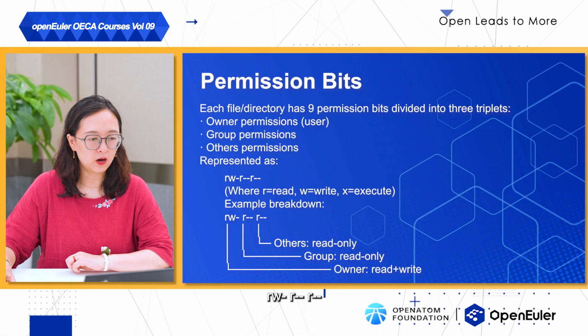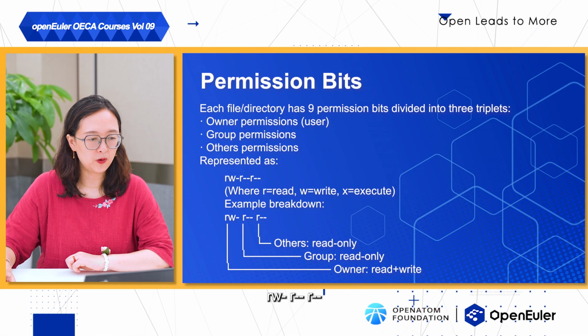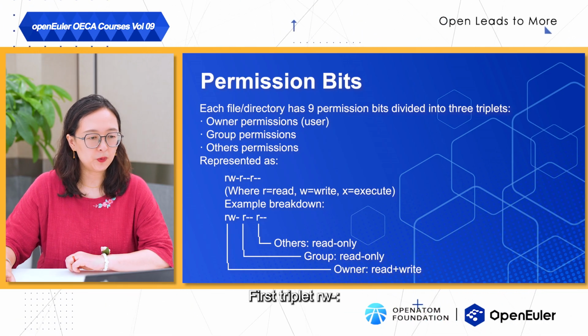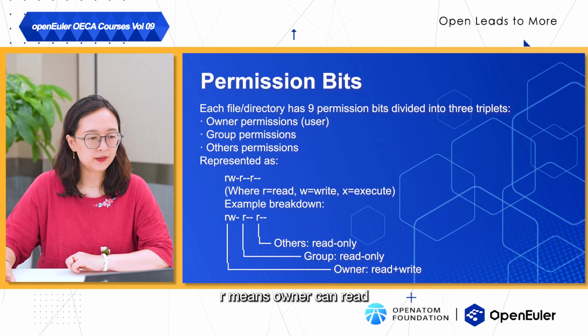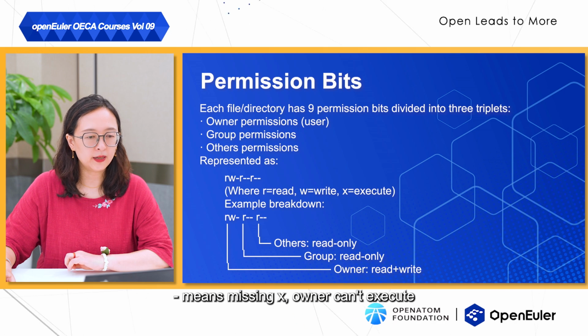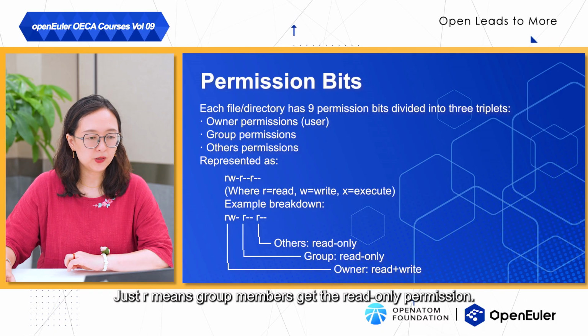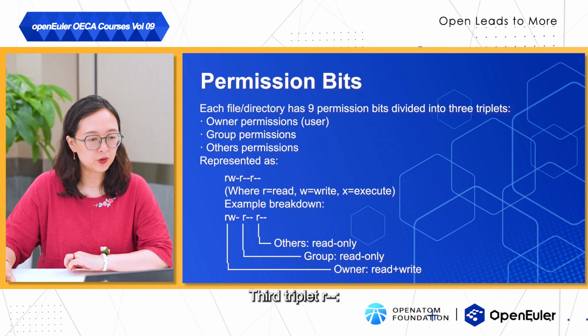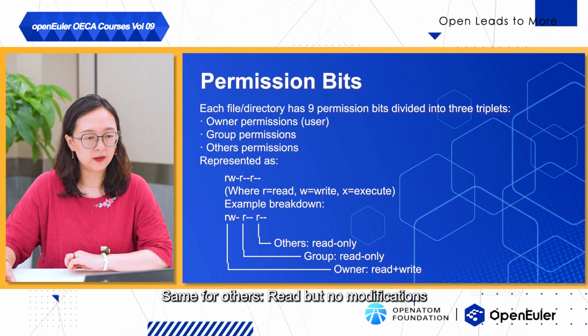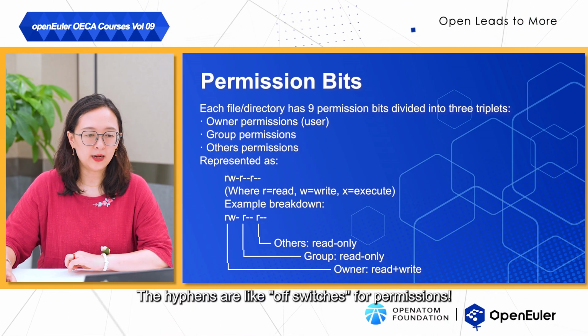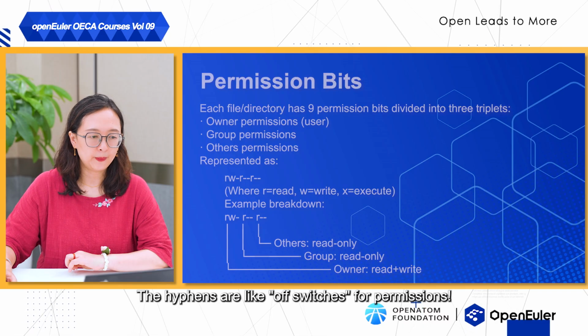Take this example: rw-r--r--. Reading left to right. First triplet, rw-. r means the owner can read. w means the owner can write. The hyphen means a missing x, the owner can't execute. Second triplet, r--. Just r means group members get read-only permission. The third triplet is also r--. Same for others, read but no modifications. See the pattern? The hyphens are like off switches for permissions.